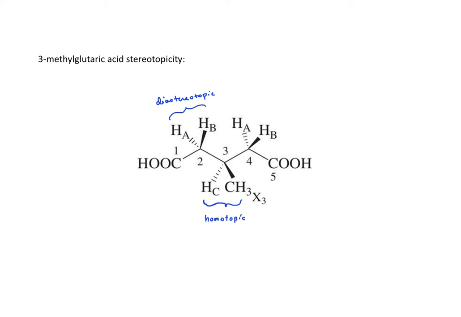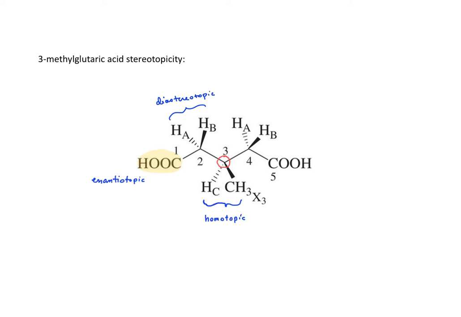The carboxylic acids are enantiotopic. If one of the carboxylic acids is selectively changed into something else, and enzymes are actually quite good at doing this by selective acylations, then carbon 3 becomes a chiral center.